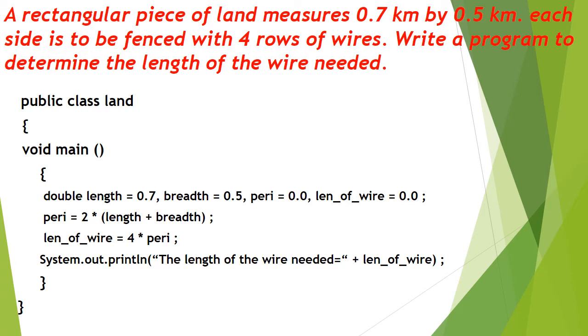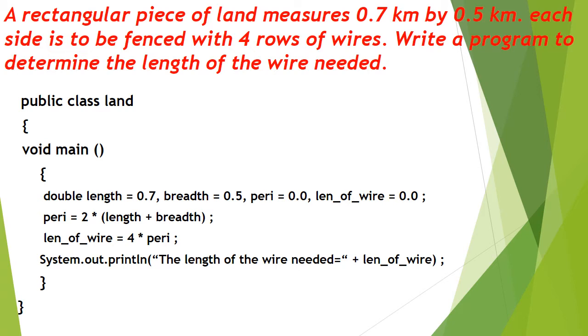Next variable I will take is the total length of wire which we require for fencing with 4 rows of wires. So this will be the total length of wire which we require for the fencing, with 4 rows of wires, 4 times. Okay. So this is one more variable which I will declare, and I will also initialize it by 0.0 in the beginning because we have to calculate it.